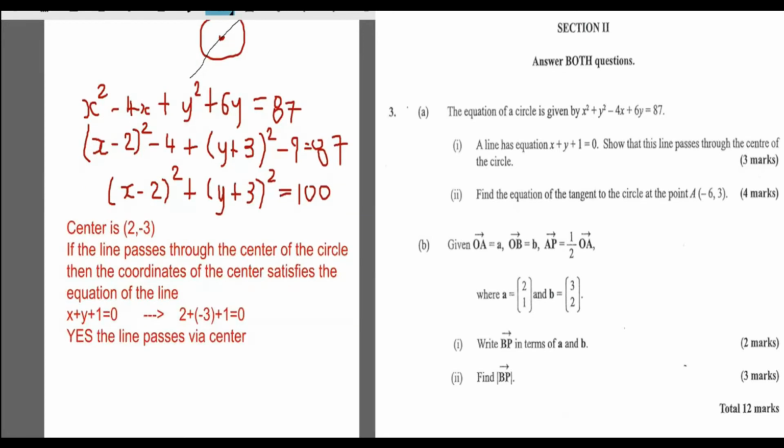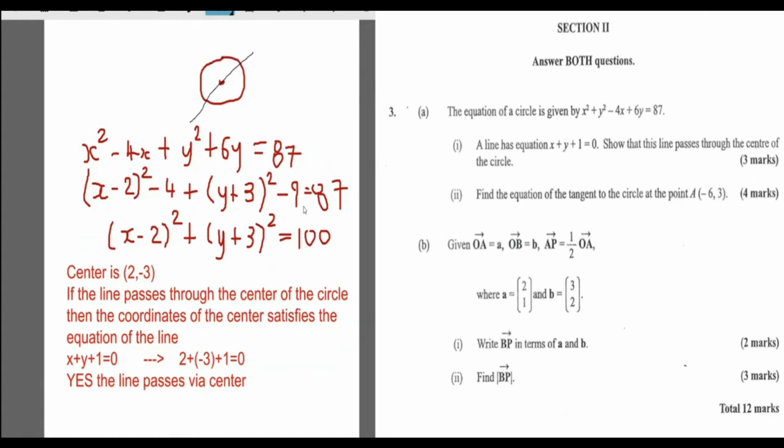Nice and easy. Now let's look at the second part. It says, find the equation of the tangent to the circle at the point A, which is (-6, 3). Now we know the center is (2, -3), and I like to have a sketch. The sketch is always good. So this is the point (2, -3).